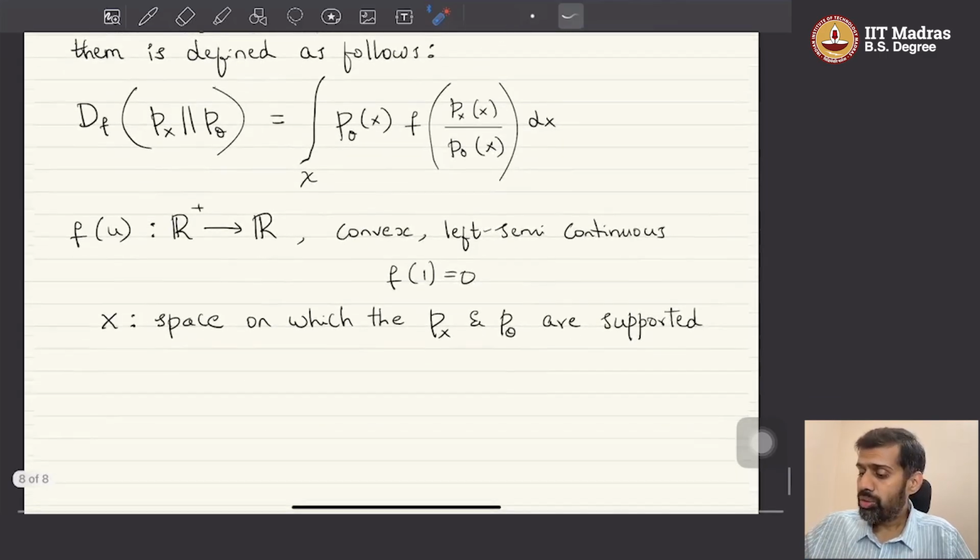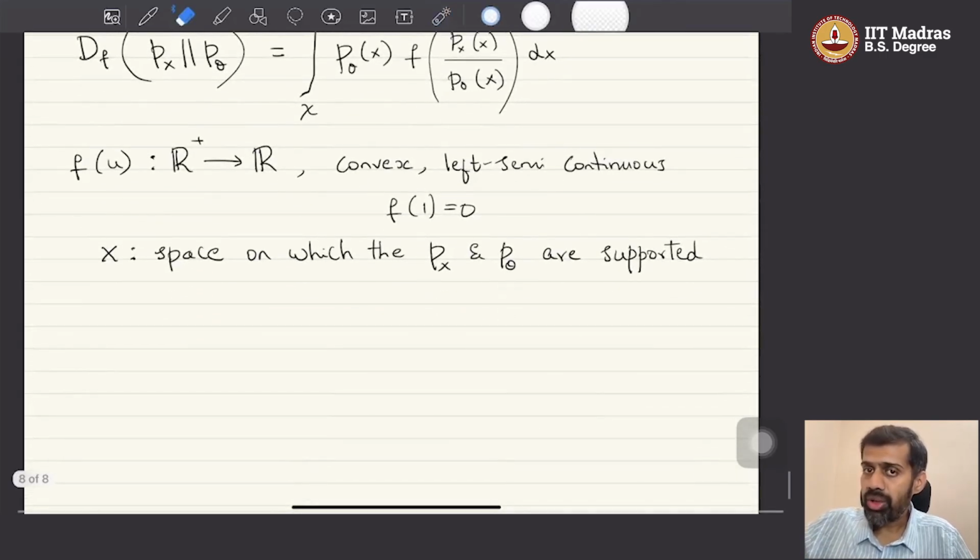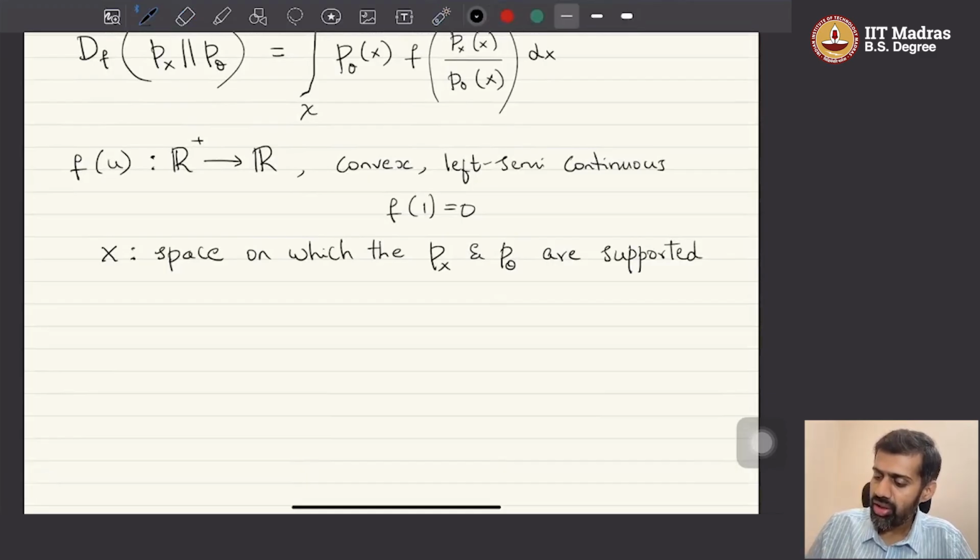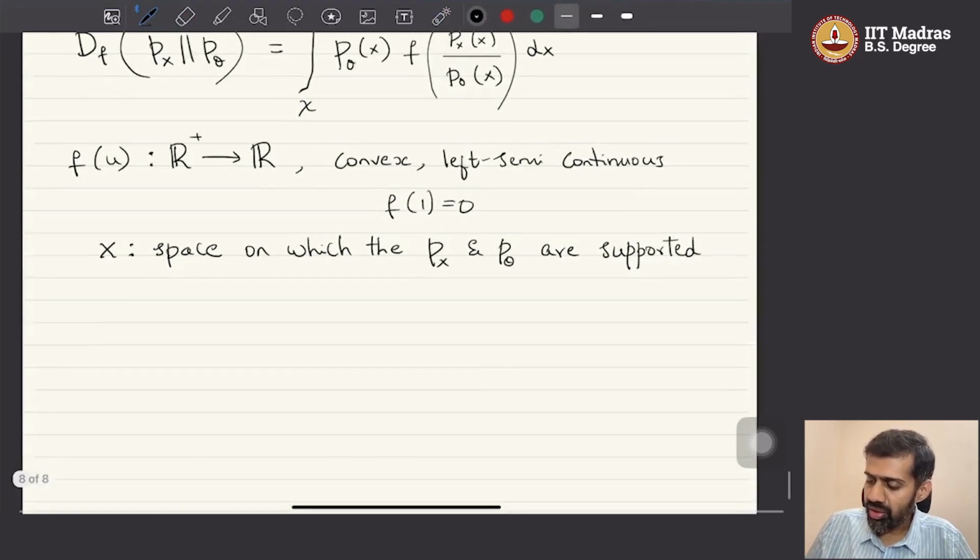Okay. Now, what are the properties of this f-Divergence? The properties that we need are the following.